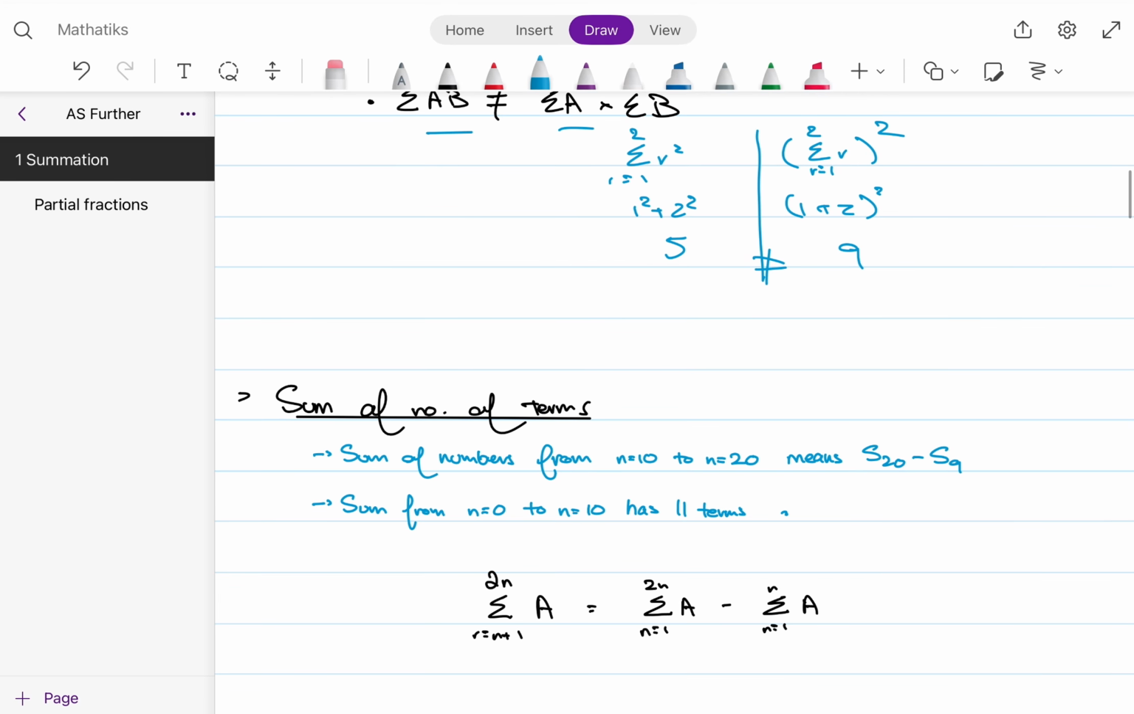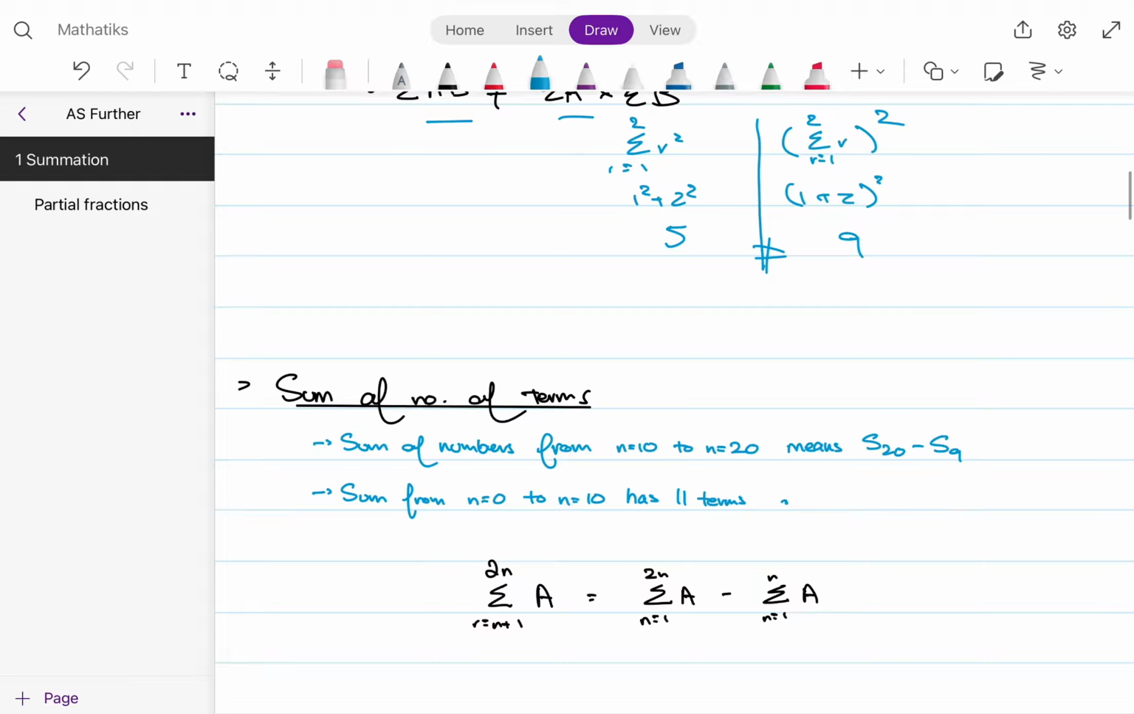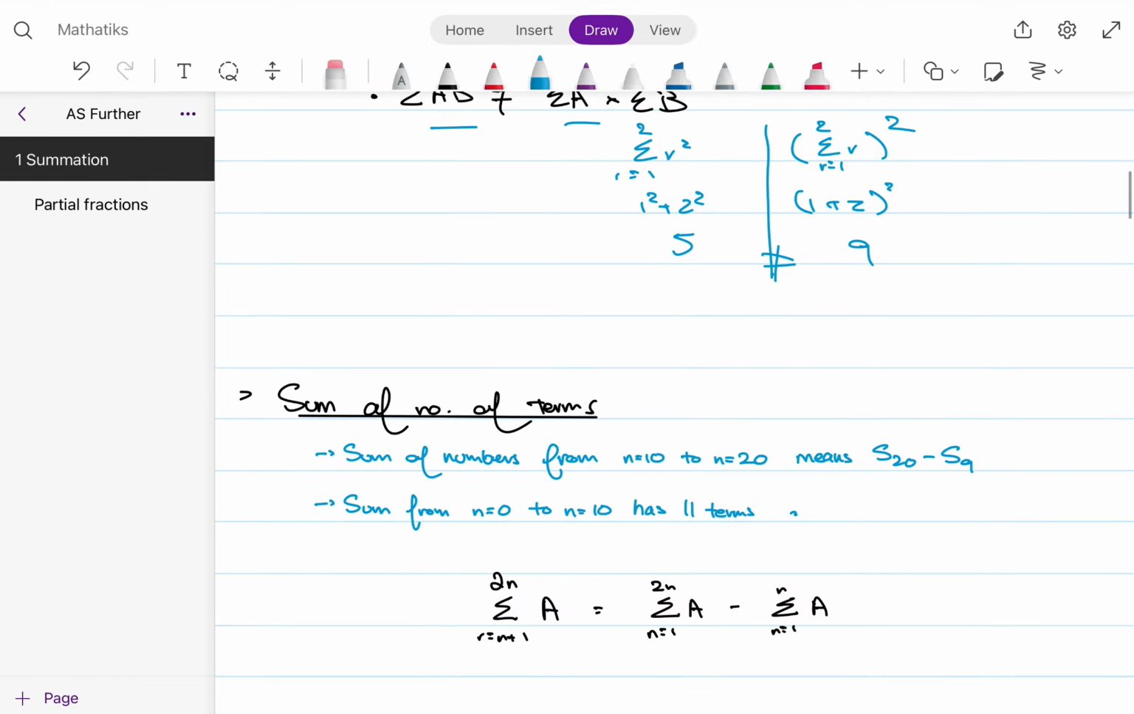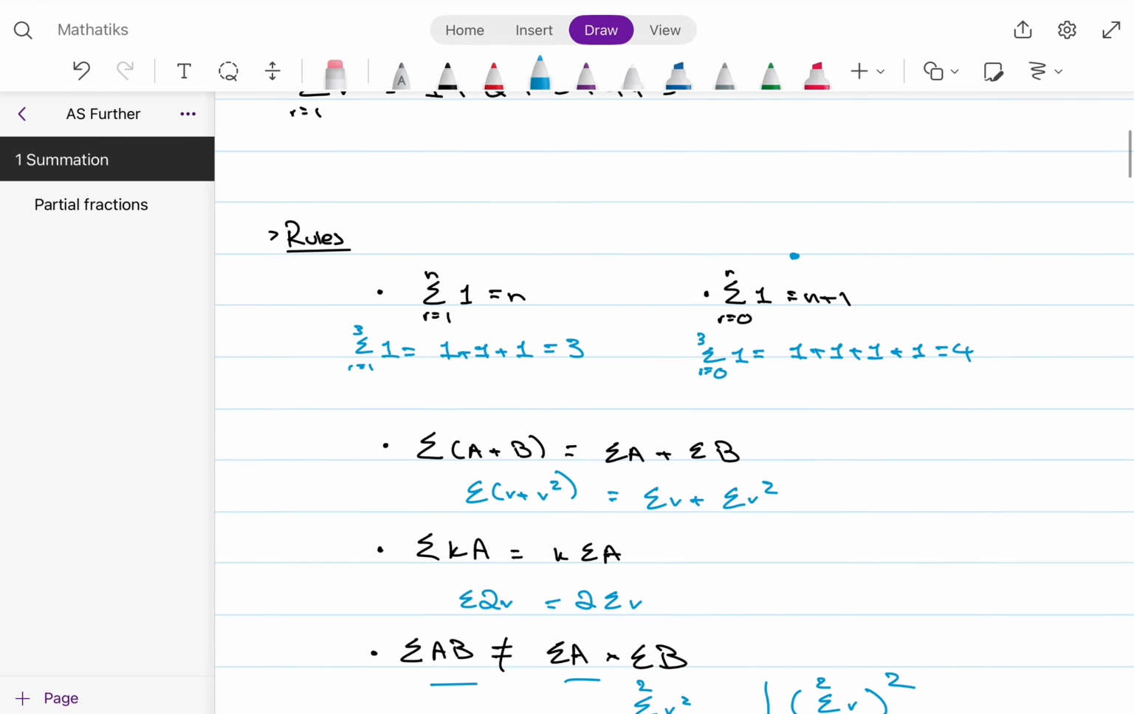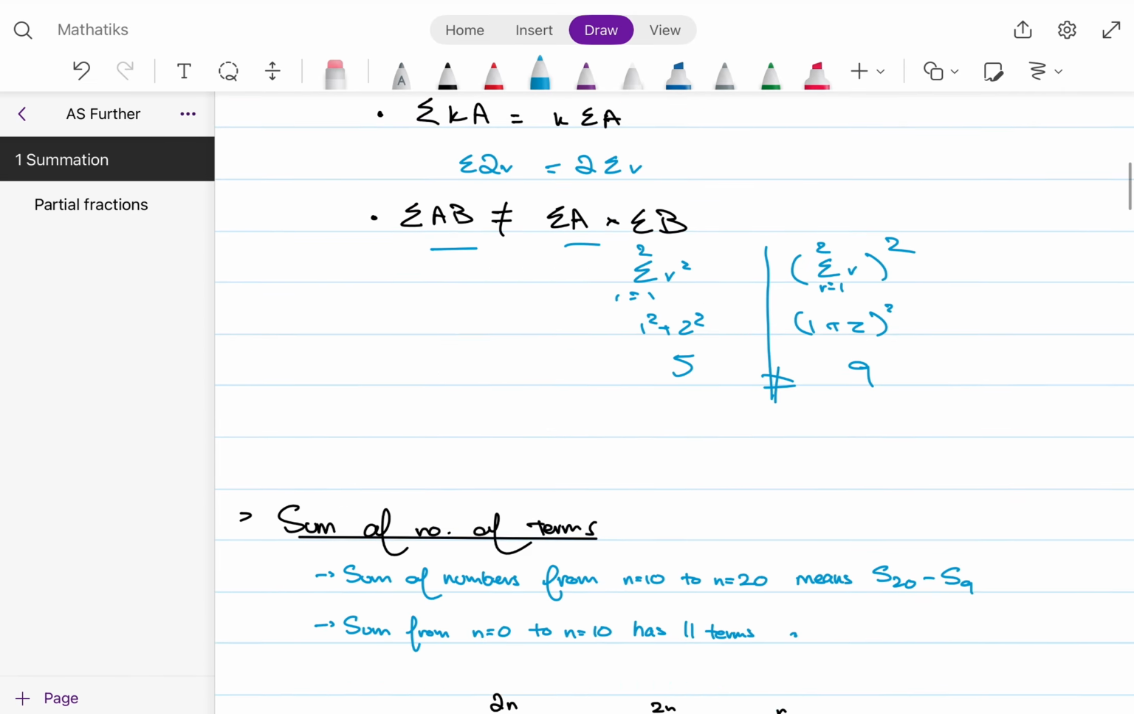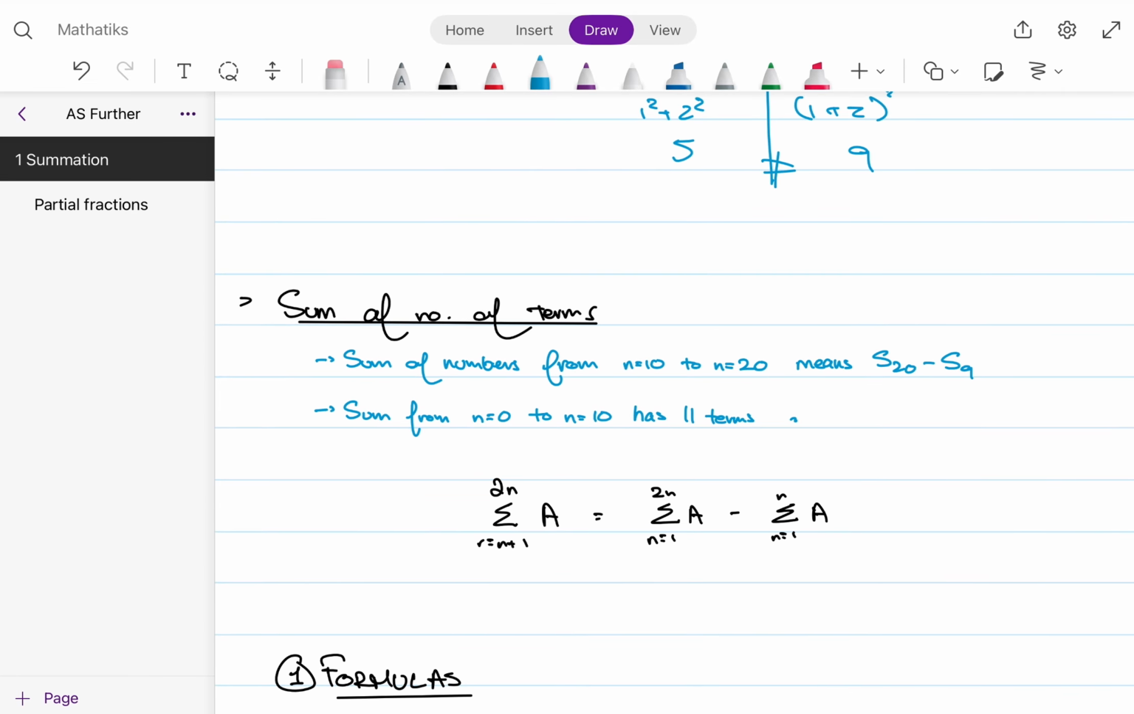You might remember these from ADMAT. The sum of numbers from n equals 10 to n equals 20 means you take the sum of 20 terms minus the sum of 9 terms, because you need the 10th term to be included. And as we discussed here, the sum from n equals 0 to n equals 10 has 11 terms.